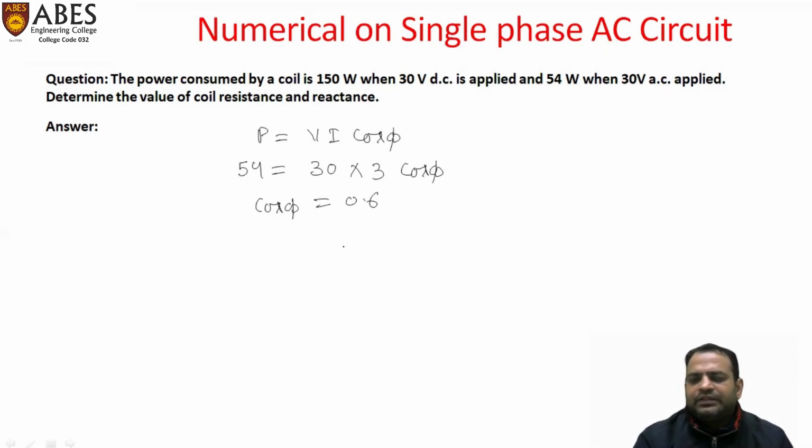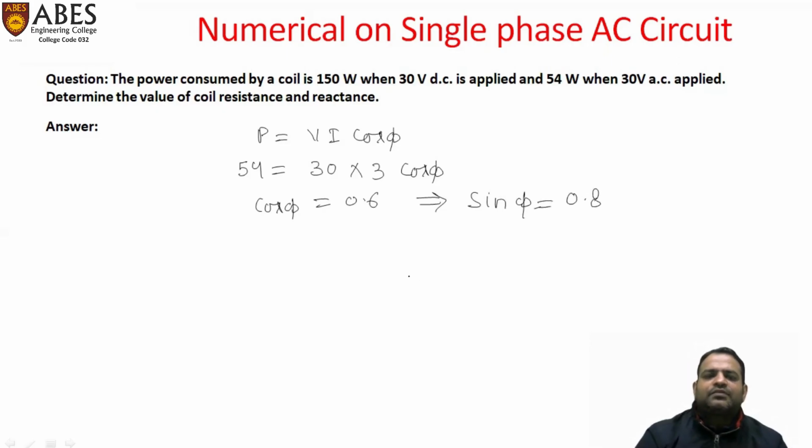Now we know cos phi, so we also find the value of sin phi by using a calculator. Sin phi is 0.8 when cos phi is 0.6. Now what is sin phi? That is X by Z. So X by Z is equal to 0.8.